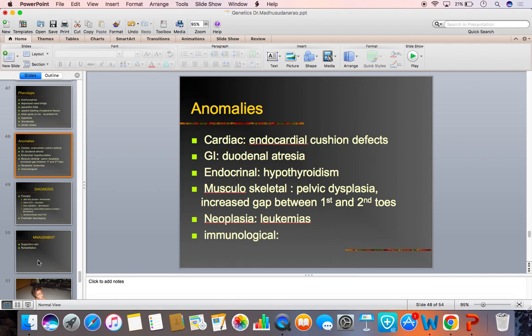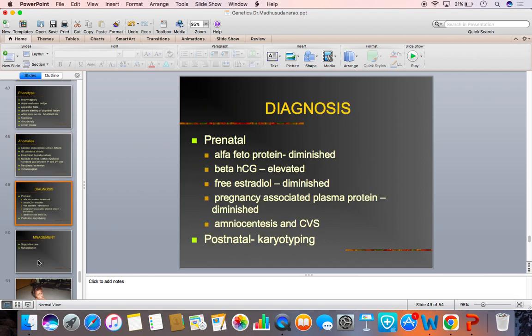What are the anomalies common in Down syndrome? Endocardial cushion defects, duodenal atresia, hypothyroidism, pelvic dysplasias. Okay, there is increased gap between the first and second toe. Leukemias are more common, and immunological problems. They suffer from immunodeficiency situations.